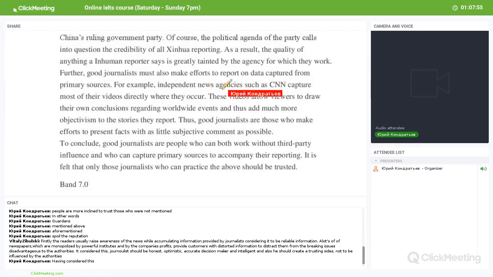Okay, second paragraph. Further, good journalists must also make efforts to report on data captured from primary sources. For example, independent news agencies such as CNN capture most of their videos directly where they occur. These videos allow viewers to draw their own conclusions regarding worldwide events and thus add much more objectivity to the stories they report. Thus, good journalists are those who make efforts to present facts with as little subjective comment as possible. Conclusion. To conclude, good journalists are people who can both work without third-party influence and who can capture primary sources to accompany their reporting.